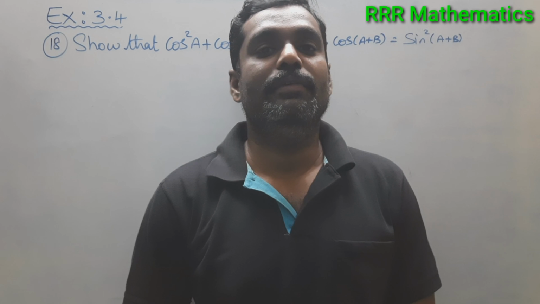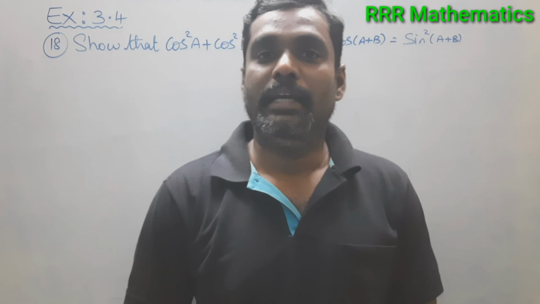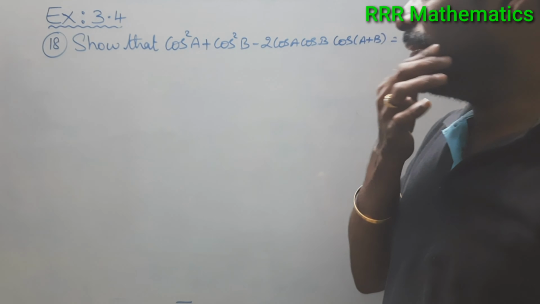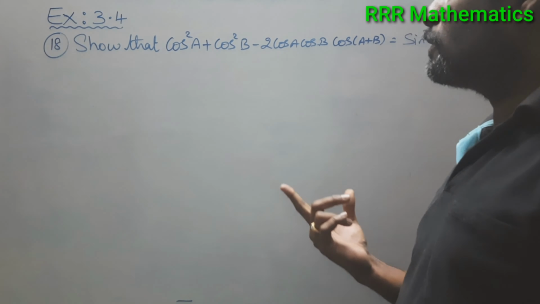Hi my dear student, today we will discuss chapter 3 trigonometry. Exercise 3.4 question number 18. Show that cos square a plus cos square b minus 2 times cos a cos b into cos of a plus b is equal to sin square of a plus b.